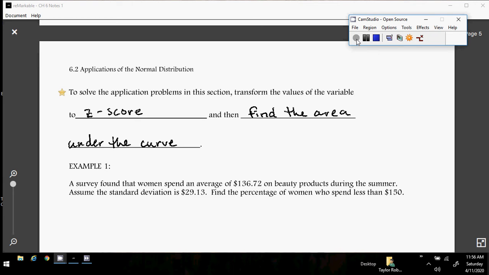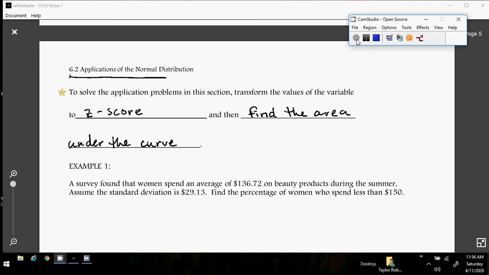Alright guys, we're going to get back into it with 6.2. 6.2 is applications of normal distributions. Notice that we talked about normal distributions before, and we're talking about the applications of normal distributions, which just means we are going to apply what we just learned in 6.1.